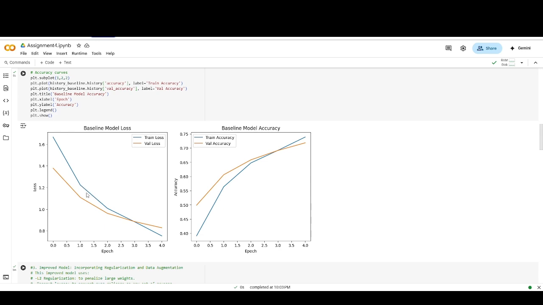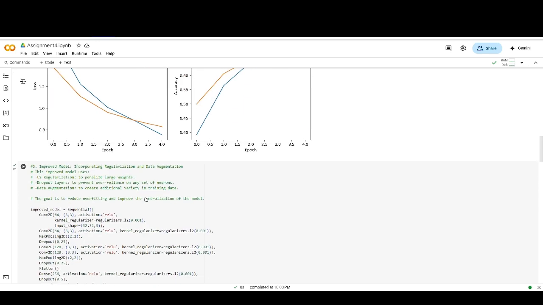So as we can see, the blue line is for the training and the orange line is for validation. If the training accuracy is much higher than the validation, then it's a sign of overfitting, as you already know. So this plot helps us understand when the model starts to memorize the training data too well.